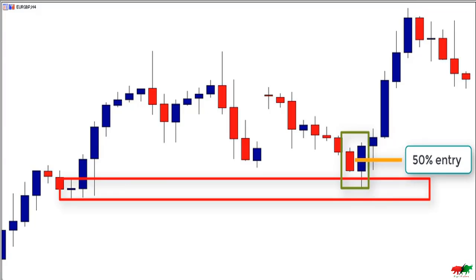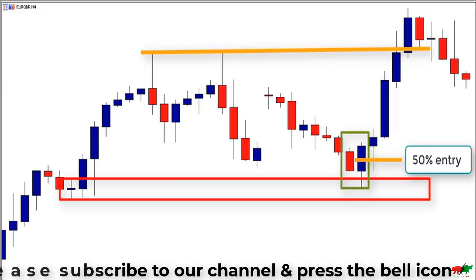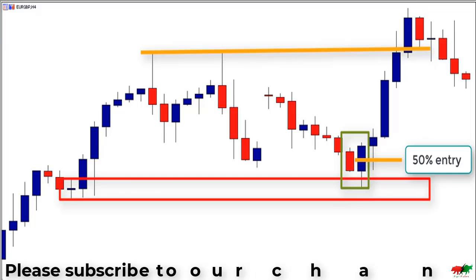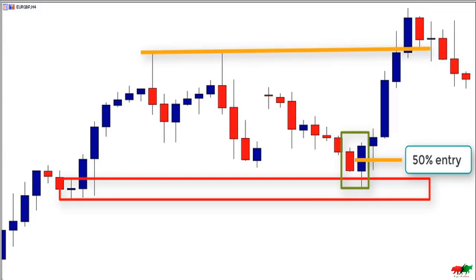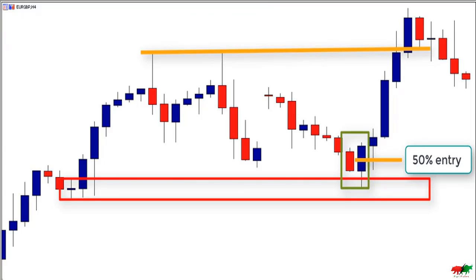As you can see in this example, prices retraced back to reach the beginning of this engulfing bar and then the market went up. So if you entered at the 50% of the candle's range, you would join the market at the right time. Your stop loss should be placed below the distal line, and the profit target is this resistance level. This trade provided us with a 3-to-1 reward to risk ratio.